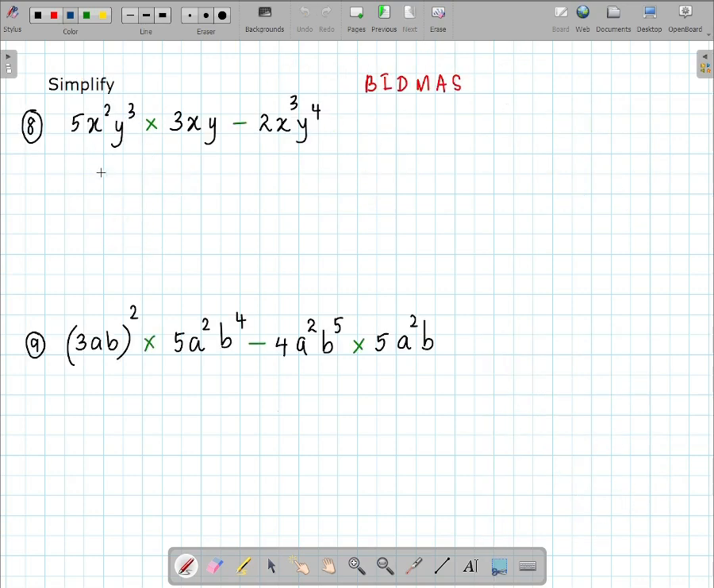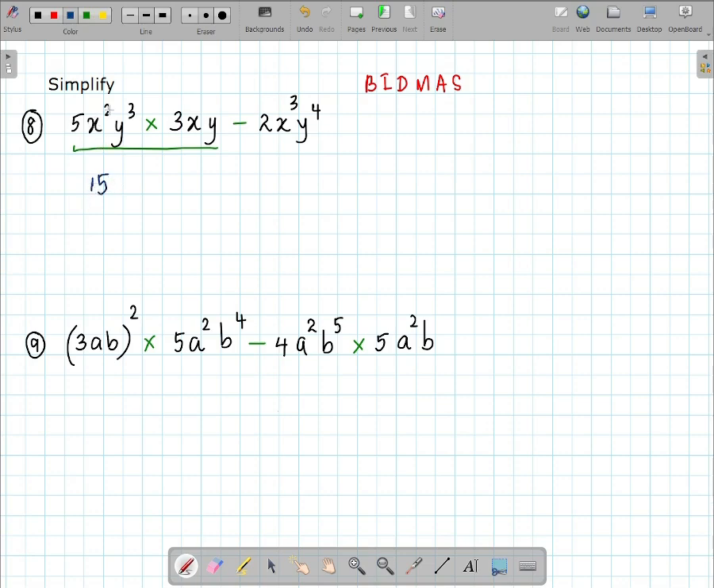Next, we have multiplication and subtraction. So we have different operations. So in that case, we have to use BIDMAS. That means multiplication, division before addition and subtraction. So I'm going to do this first. So 5 times 3, that is 15.